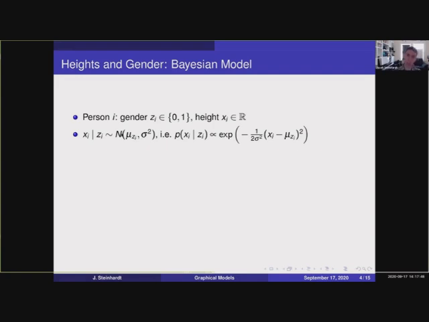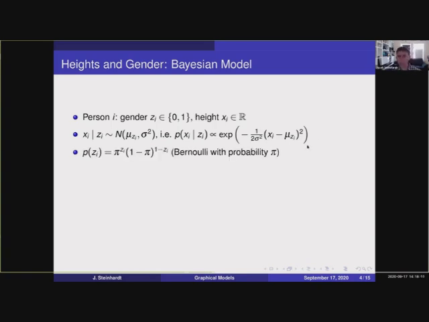And just as a notational thing, this N I'm using means normal distribution. So if you see N of something and something else, that means a normal distribution with some mean and some variance, meaning the probability distribution follows the formula written to the right.